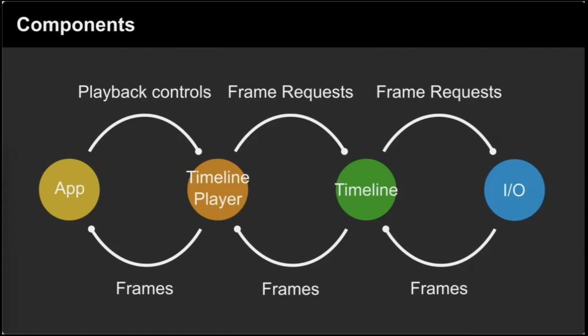The application interacts with the timeline player through playback controls, which are translated into frame requests and are forwarded to the underlying timeline and I/O plugins. The I/O plugins read images from the movie files and image sequences and return those to the timeline and timeline player. The timeline player caches those within memory and returns them to the application for display. Both the timeline player, timeline, and I/O plugins are multi-threaded.